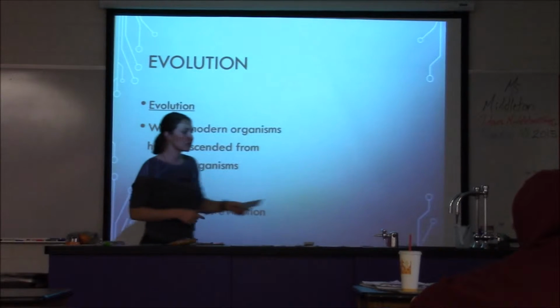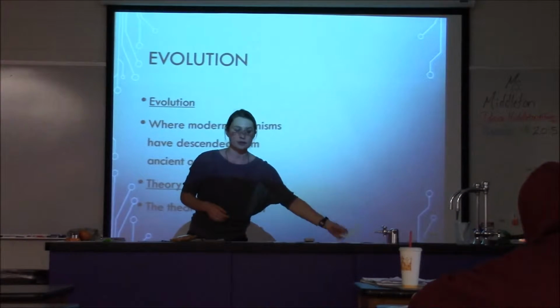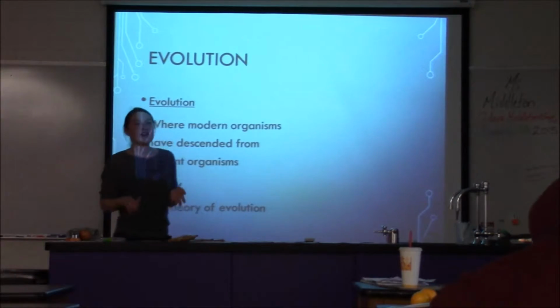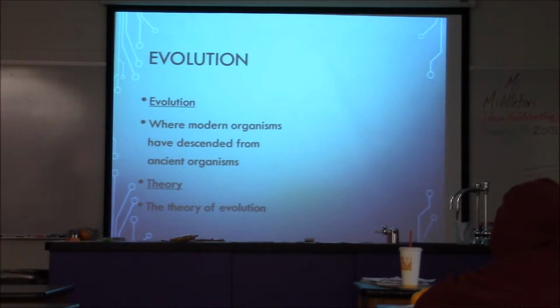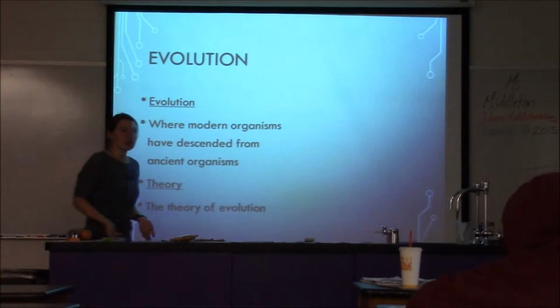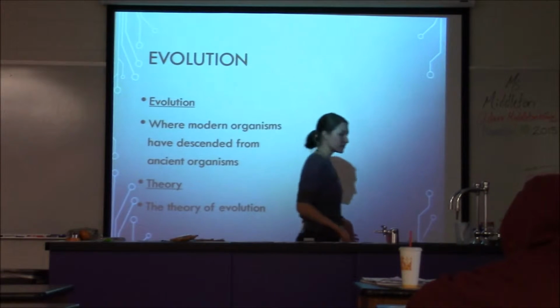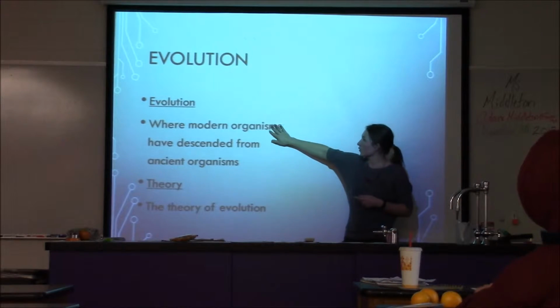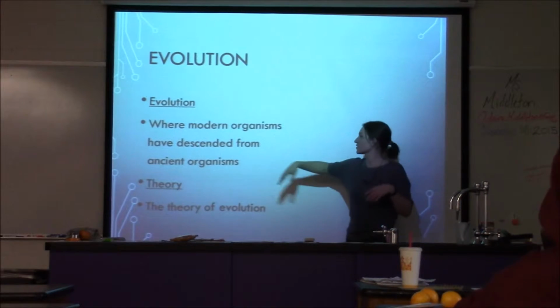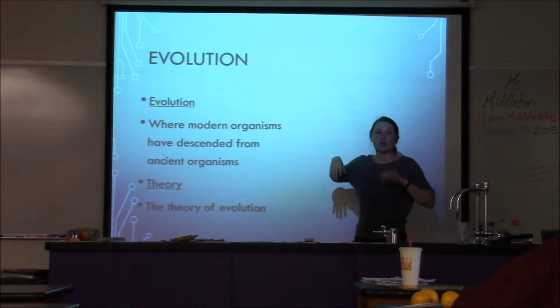Okay, the definition for evolution is change over time, because that's just what's happening. Things are just changing over time. It can be for better or for worse, but usually it's for better, because if you have an adaptation that makes life really difficult, you might not survive and pass on that adaptation. So we're looking at how modern organisms today have passed down from ancient organisms.